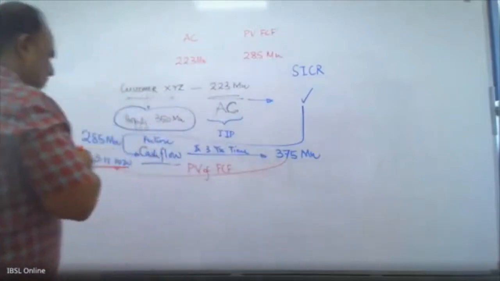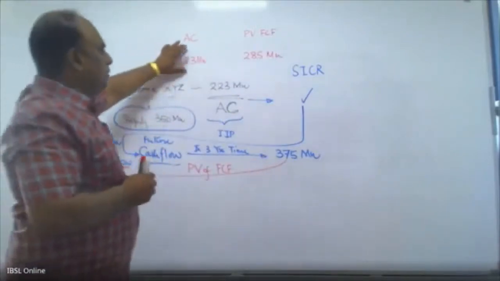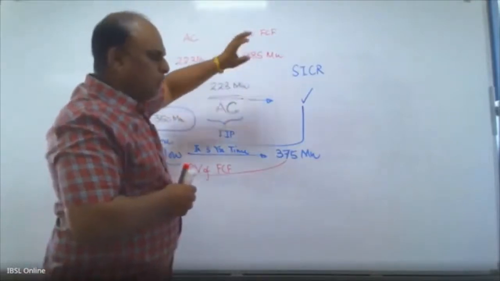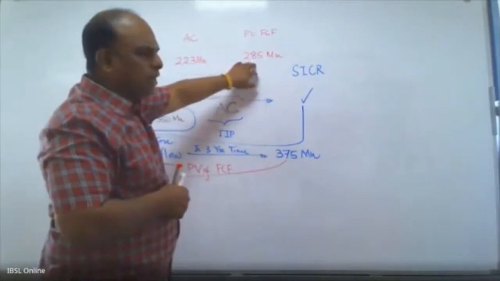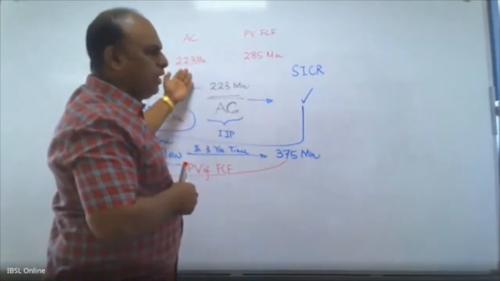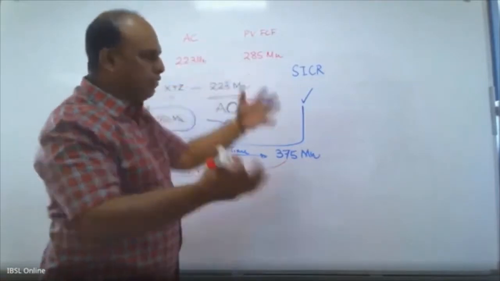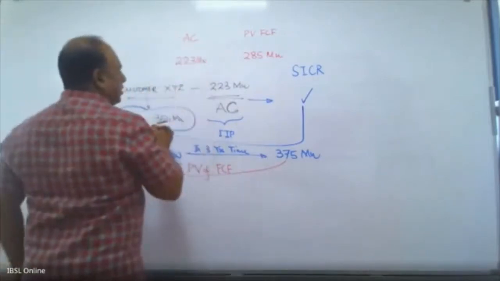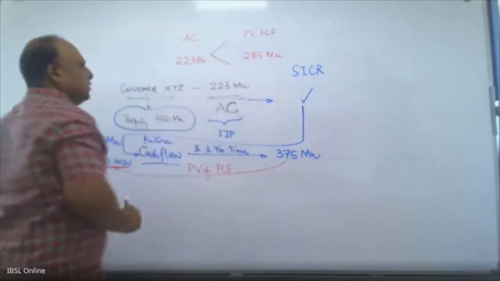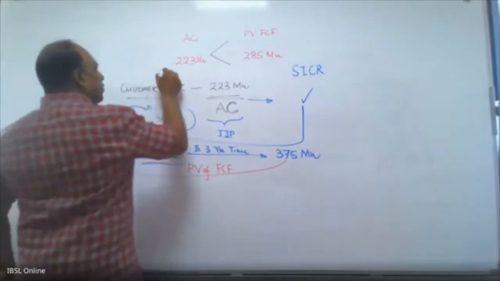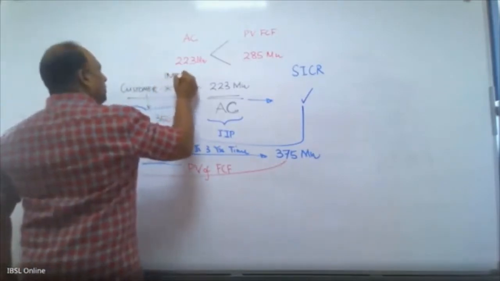So what do you think? I have a loan which is 223 million outstanding, but I have a collateral. If I sell this collateral today, I can get 285 million. So am I better or not? I only need to recover 223 million, but I have 285 million in my kitty. So your amortized cost is less than the present value of future cash flow. So there is no impairment provision.